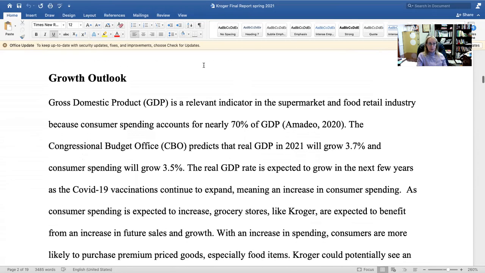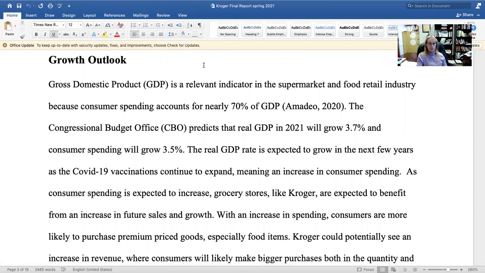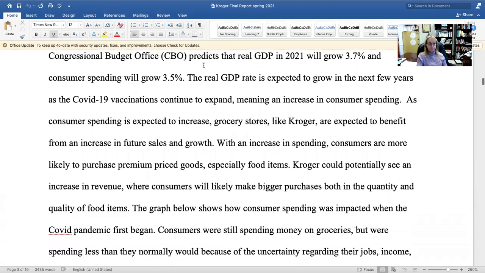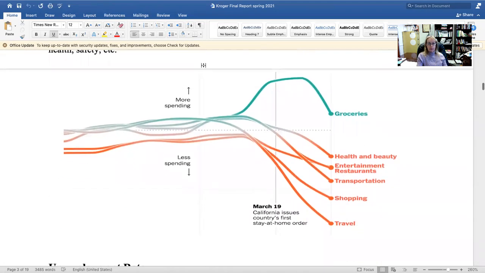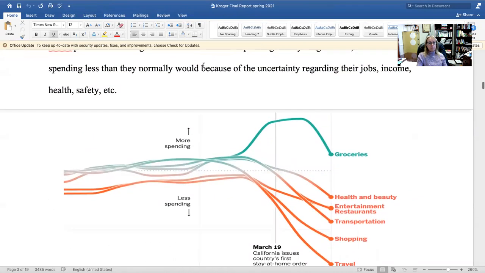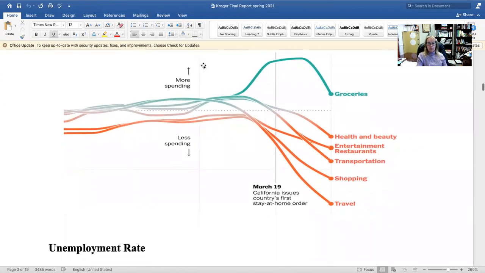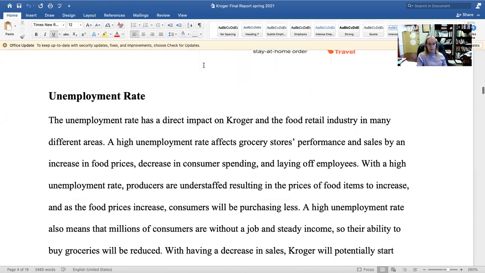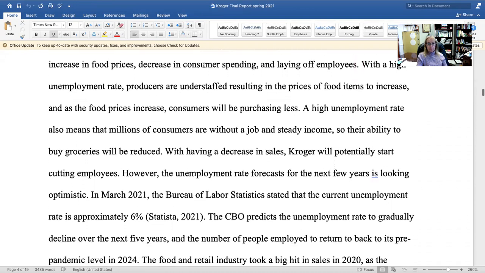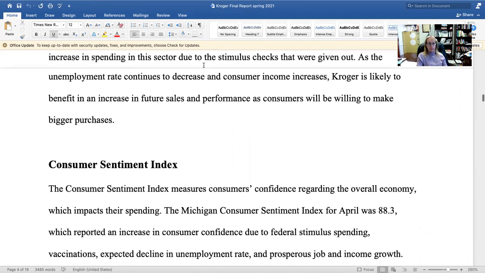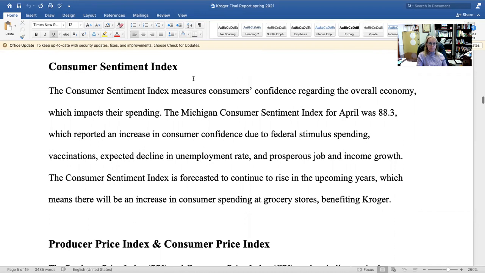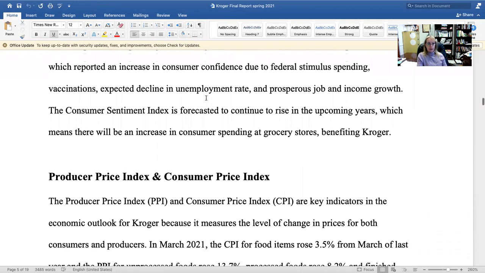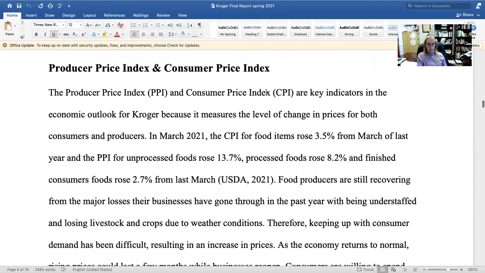So GDP, of course, is a big deal for any industry. So they talk about GDP. And this is spending. This is spending in March. They talk about the unemployment rate and how that affects Kroger. The Consumer Sentiment Index, this Michigan Consumer Sentiment Report, definitely you should include that. They talk about the CPI and the PPI, measures of inflation here.